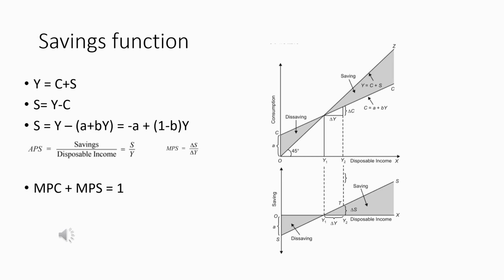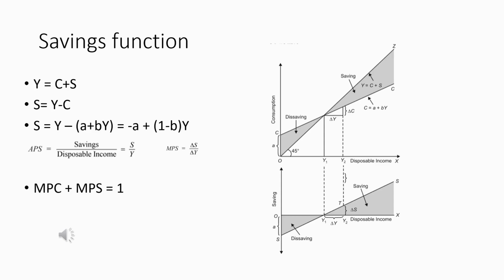In the figure, we have drawn the saving function curve SS in the panel at the bottom. The saving function curve SS shows the gap between the consumption curve CC and the income curve OZ in the upper panel of the figure. It will be seen that up to income level OY1, consumption exceeds income, that is, there is dis-saving. Beyond income level OY1, there is positive saving.